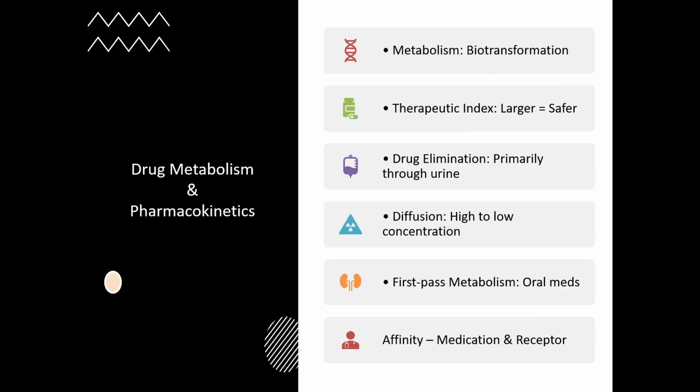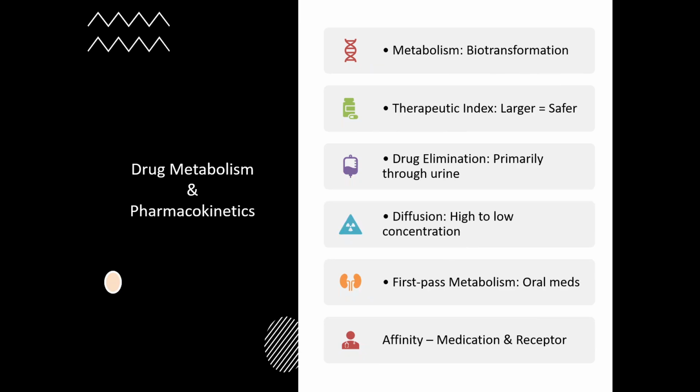So remember the drug elimination: your liver does most of the metabolism part of the drug, but when we talk about eliminating the drug out of the body, that's going to be primarily through urine. Remember the definition of diffusion, high to low concentration, right? We're moving from a high to a low concentration. That is diffusion.